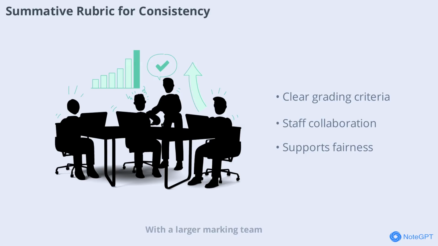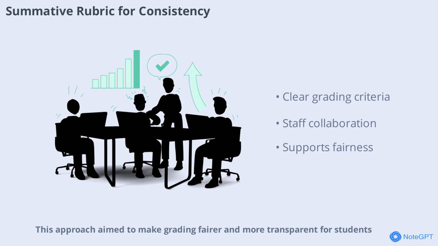With a larger marking team, ensuring consistency in grading and feedback became crucial. The summative rubric provided clear, explicit criteria for staff, reducing subjective interpretation and supporting new team members. Staff were involved in refining the rubric, ensuring buy-in and understanding. The summative rubric mirrored the formative one in focus areas but included specific grading criteria. This approach aimed to make grading fairer and more transparent for students, while also supporting staff in their assessment roles.